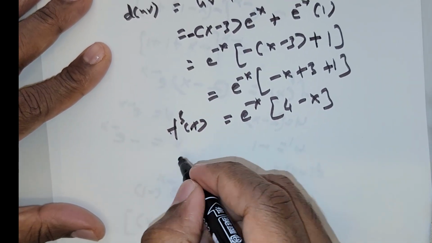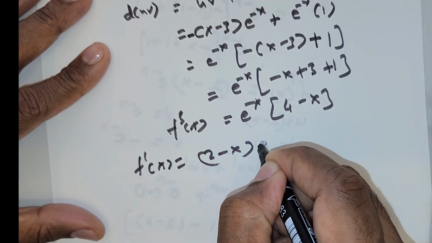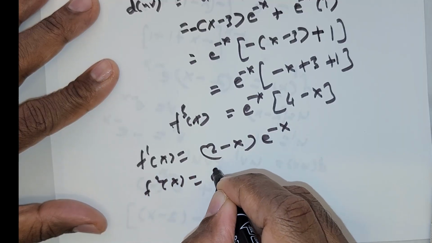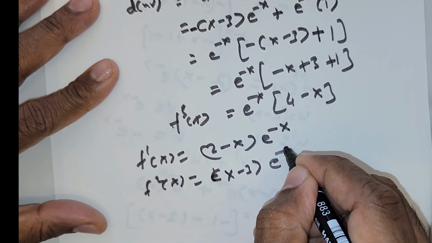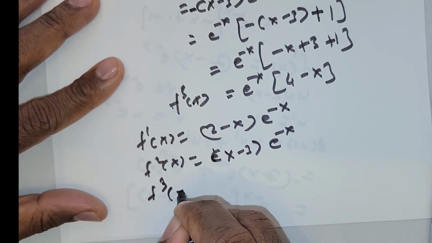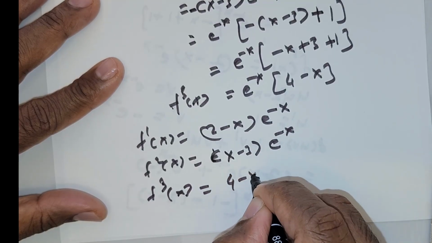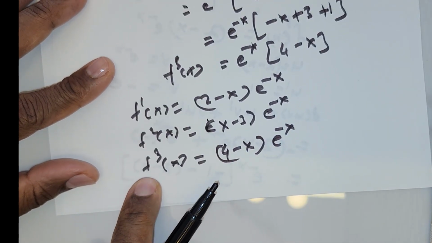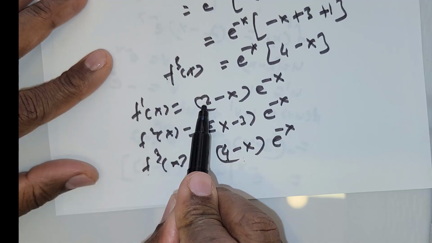Now let me just show you the pattern. My f1 of x is (2 − x) e raised to the power of negative x. My f2 of x is (x − 3) e raised to the power of negative x. My f3 of x is (4 − x) e raised to the power of negative x. Now you see these 1 and 3 are producing this pattern. If I have 3, I get 4 here. If I have 1, I get 2 here.